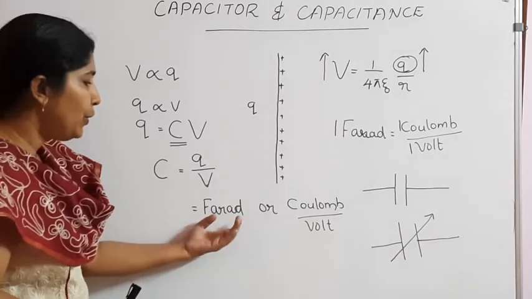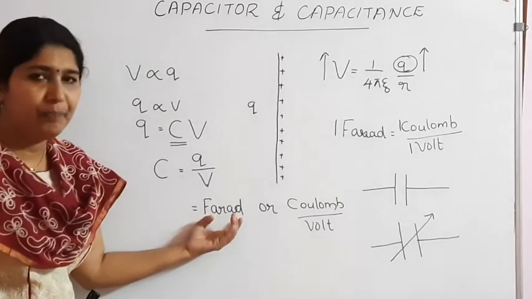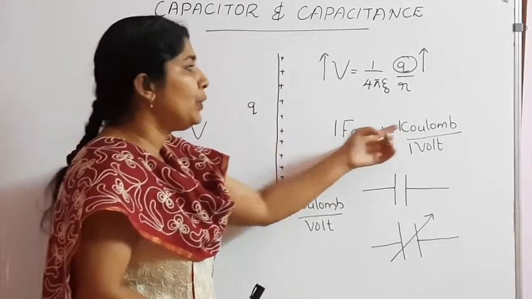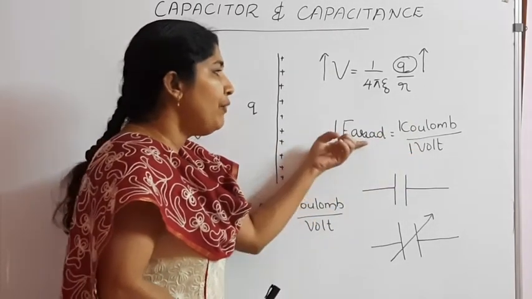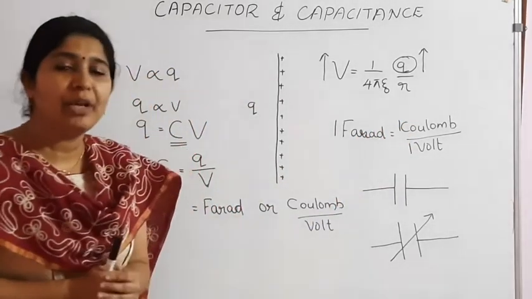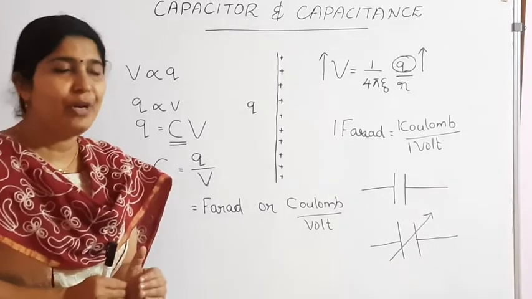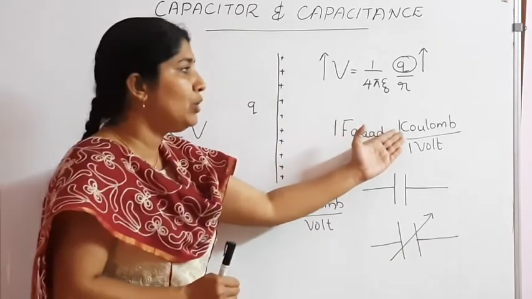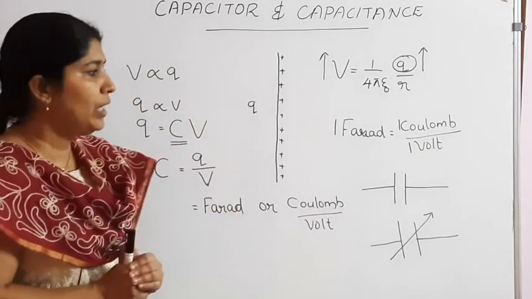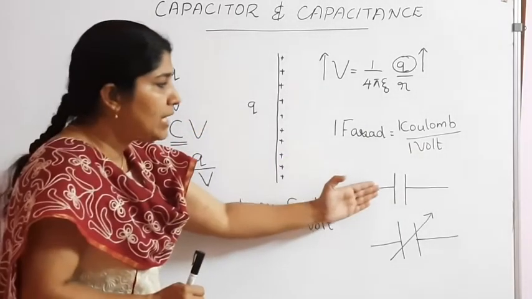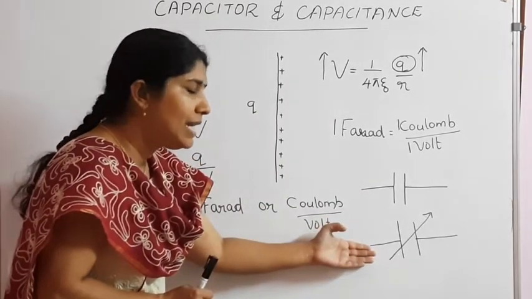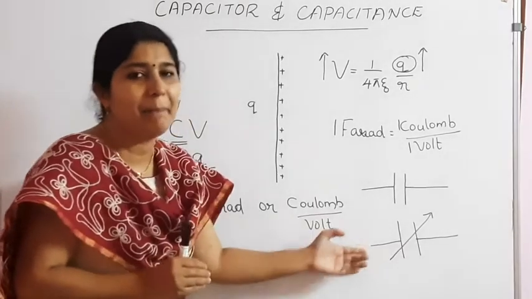Now we want to define 1 farad. Farad is equal to coulomb divided by volt, so 1 farad is equal to 1 coulomb divided by 1 volt. How can we define farad? 1 farad is defined as: 1 coulomb of charge given to a conductor will produce a potential of 1 volt. This is the representation of a parallel plate capacitor, and this is the representation of a variable capacitor.